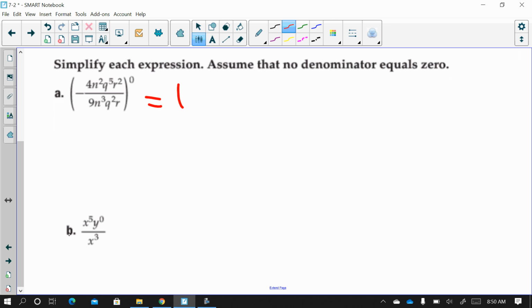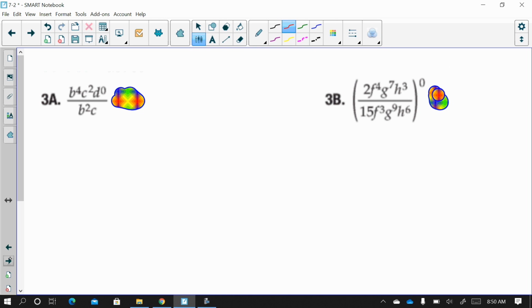Okay, if we look at letter B, though, it's a little different. X to the 5th, y to the 0, x cubed. Well, only the y is raised to the 0 power, so we still have to deal with the x's. So x to the 5th over x cubed gives me x squared, and y to the 0 is just 1. So you can just write this as x squared. Okay, your turn. Pause the video and try each of these problems, please.